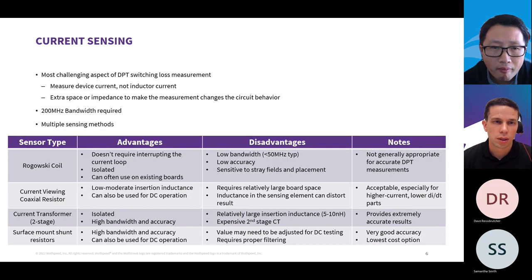Likewise, the current sensing can actually be the most difficult thing to measure. So we've tried lots of different techniques to understand what current sensors would work best with silicon carbide. And really, the Rogowski coil is not well suited towards it. Current viewing resistors can work, but they do introduce a little bit of overshoot in the current signal with very high di/dt parts. So the two solutions we found that work the best are a two-stage current transformer or small surface mount shunt resistors, a large bank of paralleled surface mount resistors, and then a nice coaxial connection very close to those for performing the sensing.